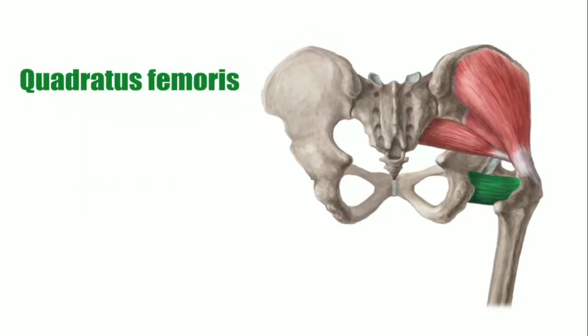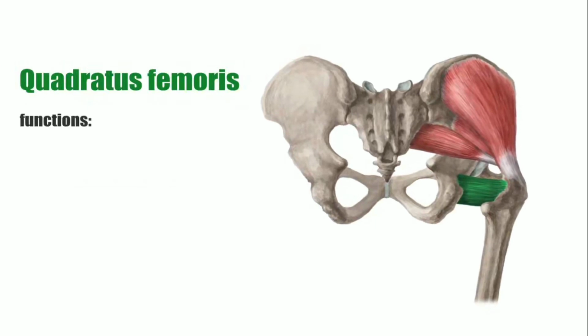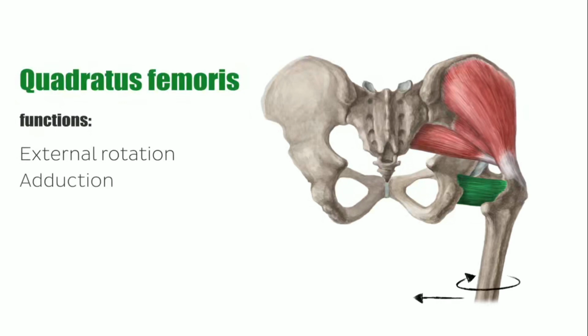Moving on to the functions associated with the quadratus femoris. What you need to know is that the quadratus femoris muscle is an external rotator of the hip as well as an adductor of the hip.